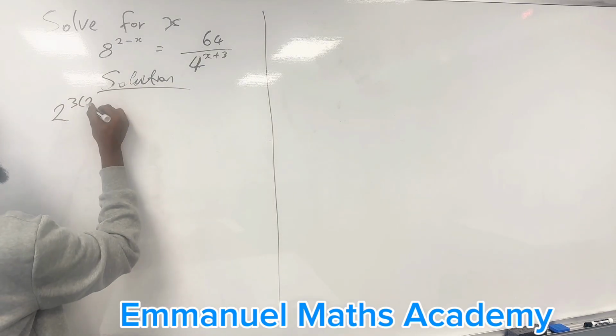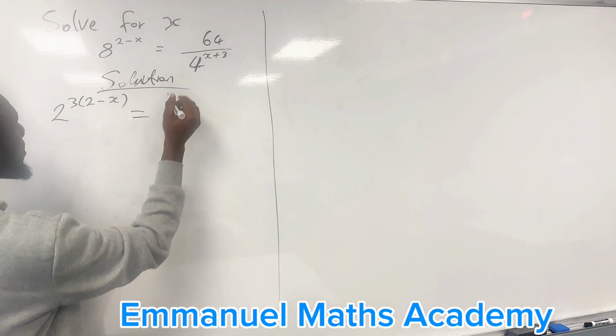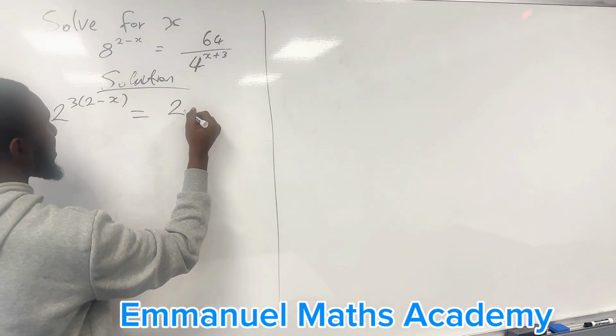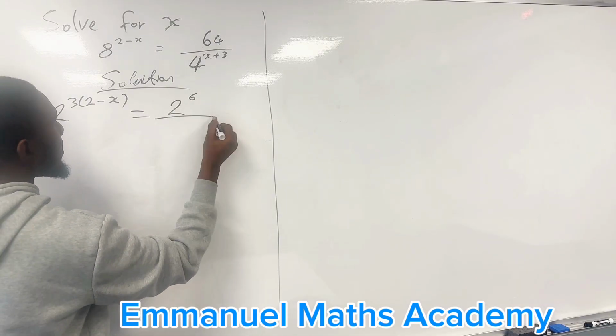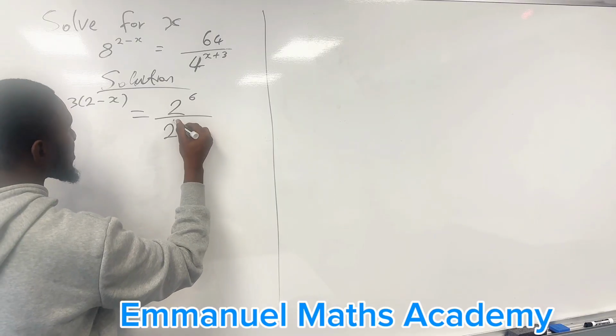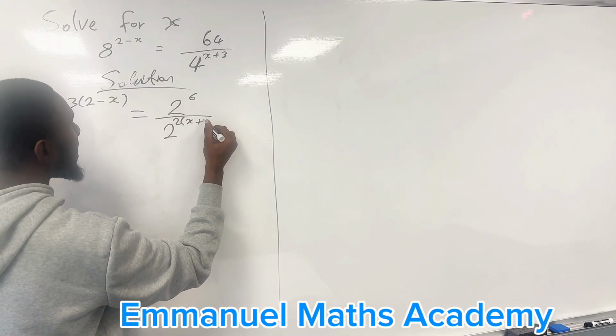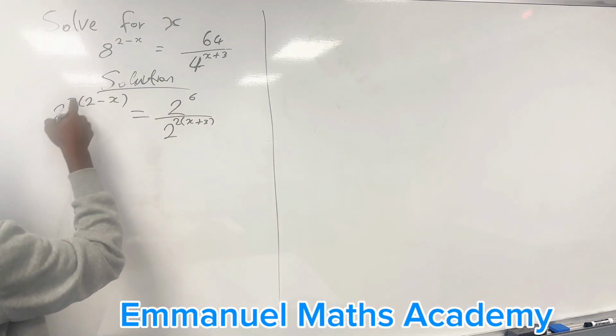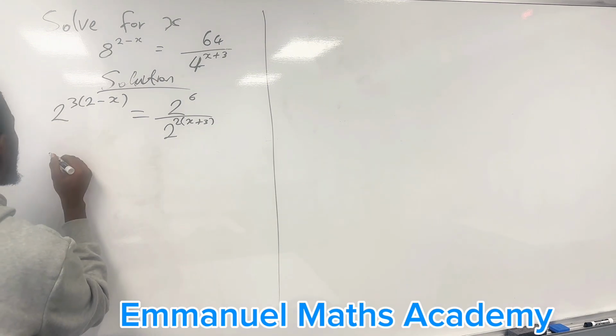You still have your power, 2 minus x, equal to 64, which is the same thing as 2 raised to the power 6, over what? 4 is the same thing as 2 raised to the power 2. You still have your power, x plus 3. So from here, you have what?